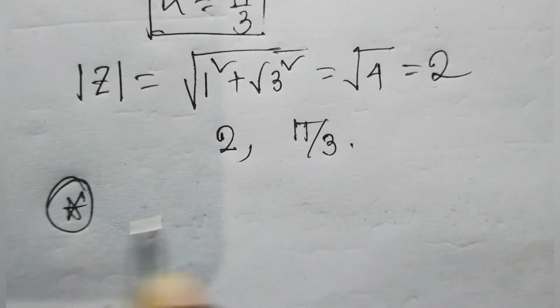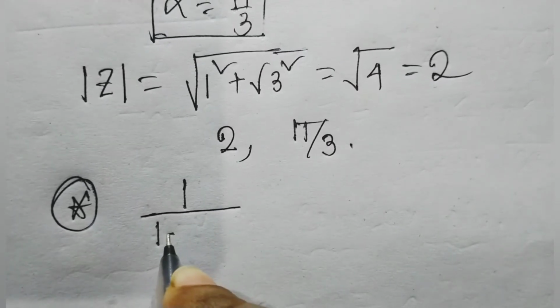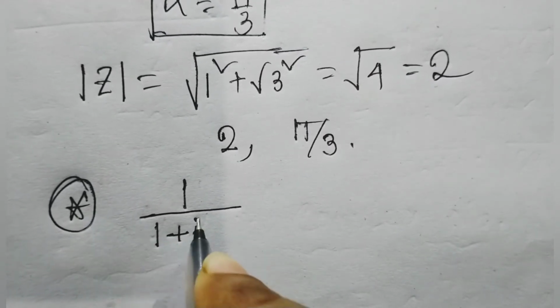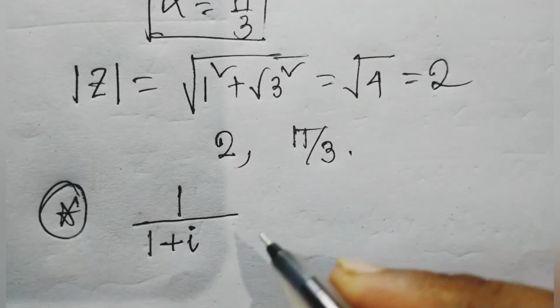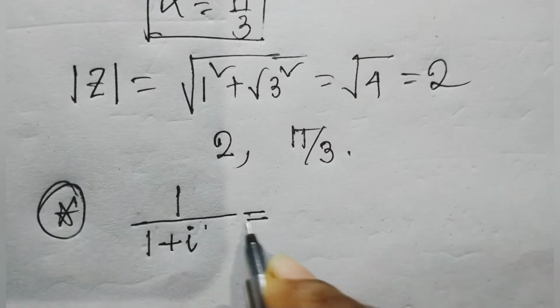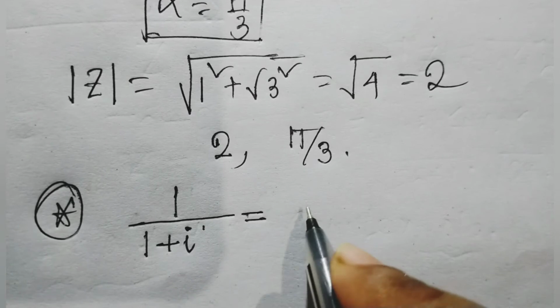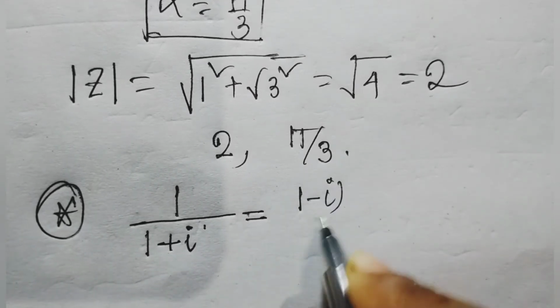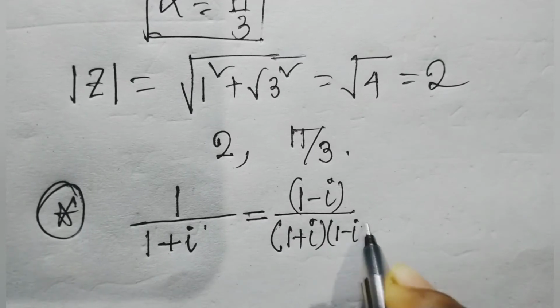Find the modulus and amplitude of 1 by 1 plus i. But at first you have to write the complex number in a plus ib form. To write it in a plus ib form, you have to multiply the numerator and also the denominator by 1 minus i. So here also 1 minus i, and here 1 plus i into 1 minus i.